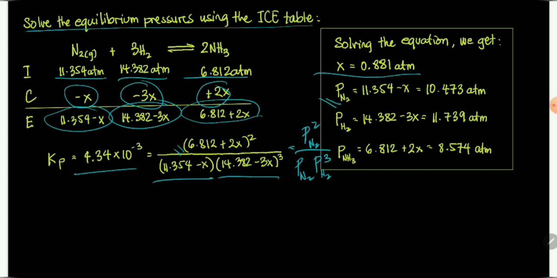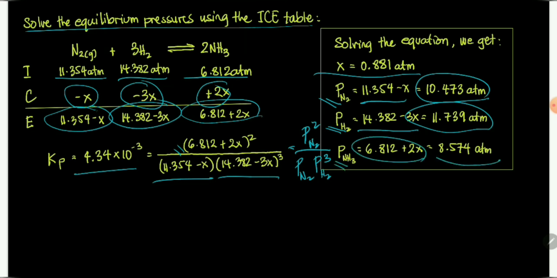So for the pressure of nitrogen, that's 11.354 minus x, that's 10.473 atmospheres. So for hydrogen, that's 14.382 minus 3x, 11.739 atmospheres. So for ammonia, that's 6.812 plus 2x, 8.574 atmospheres. So nadagdagan yung amount ni ammonia dahil nag-increase yung pressure due to the decrease in the volume.